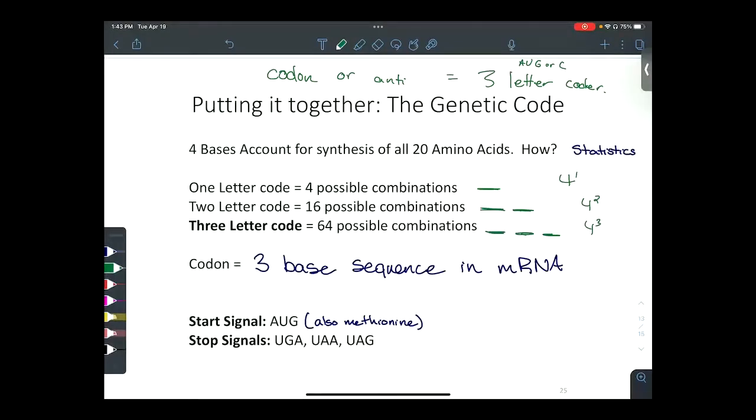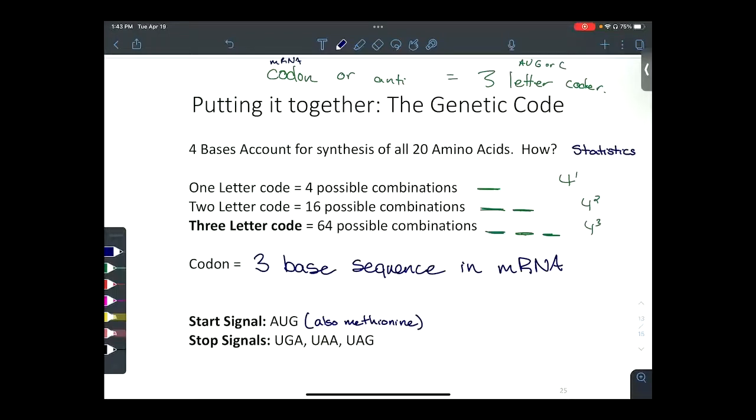So there are 64 combinations of letters A, U, G, and C within mRNA when we are looking at 3-letter codes. So those 3-letter codes on mRNA are called a codon. This allows us to call up any amino acid that we want. It actually can call for a lot of different things.